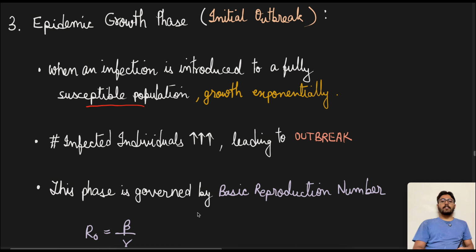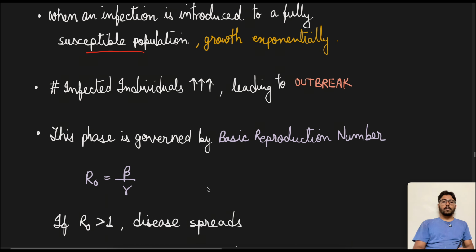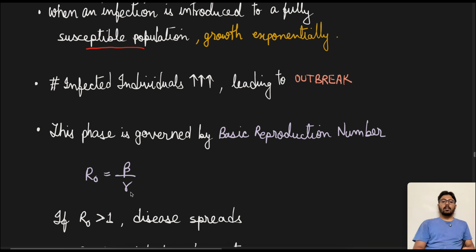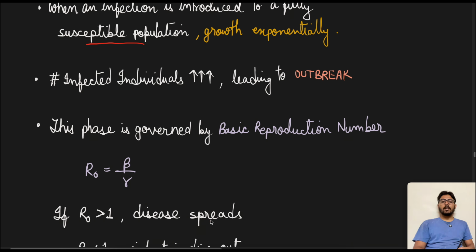And this phase is governed by the basic reproduction number rule, which is R naught equals beta by gamma, where beta and gamma hold their respective meaning as discussed above, and R naught will always be greater than 1 when the disease is in a phase of spreading out, right?